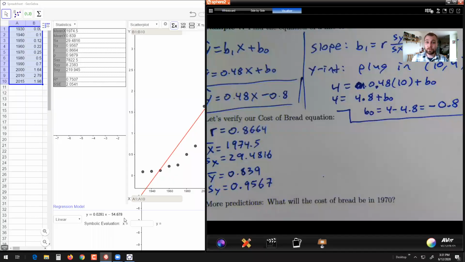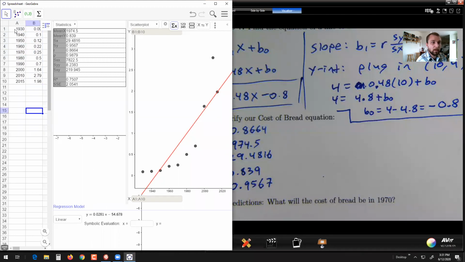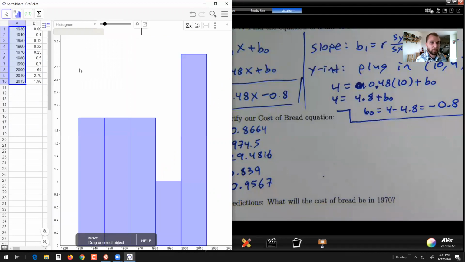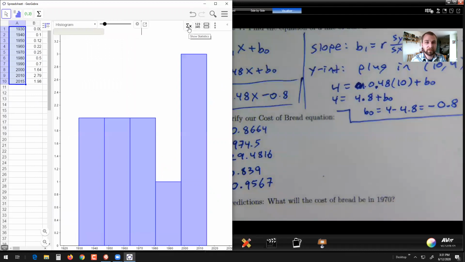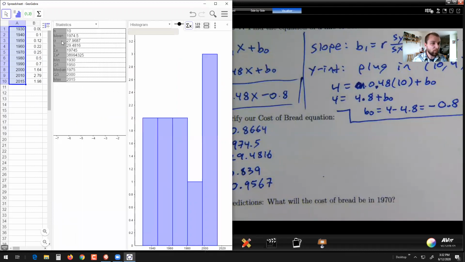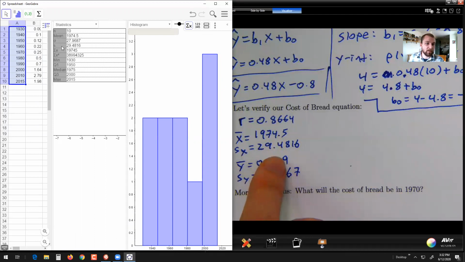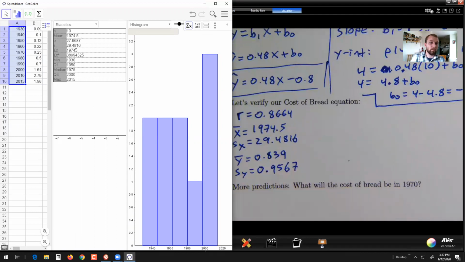If I wanted to do this in Geogebra, I've got my values over here. I could select the numbers that I care about. I can go up to the top and I can look at just one list at a time. And I'm going to hit the sigma x thing. This is how I find all of my numbers in Geogebra. And it will give me my average, 1974.5, and my standard deviation of 29.4816.